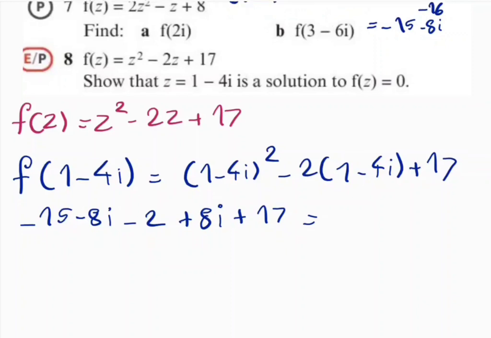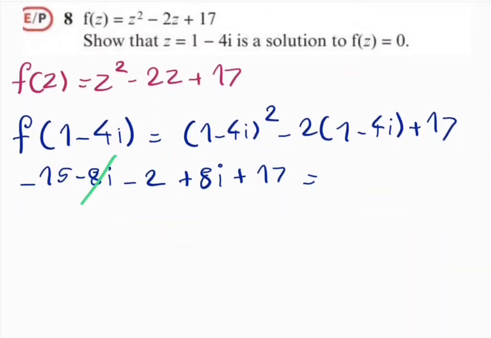And now let's see what does this give us. So minus 8i plus 8i is 0. Then minus 15 minus 2 is minus 17 plus 17 is 0. And we get 0. So now we have shown that f of z is equal to 0.